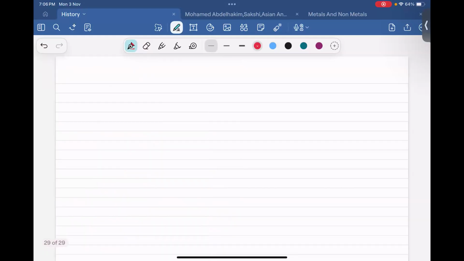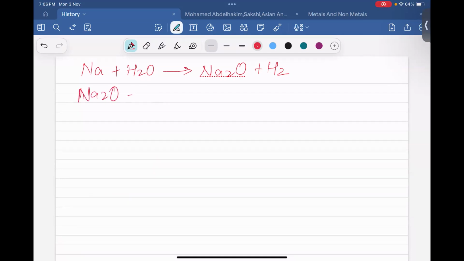I'm cleaning and I'm writing again. We are having sodium. We are having water and they are reacting. We get sodium oxide and water. Due to this readily reactive nature, this sodium oxide again reacts with water and there is the formation of sodium hydroxide, 2 moles of sodium hydroxide. Okay, like this.